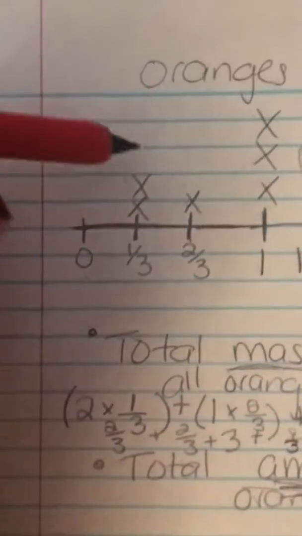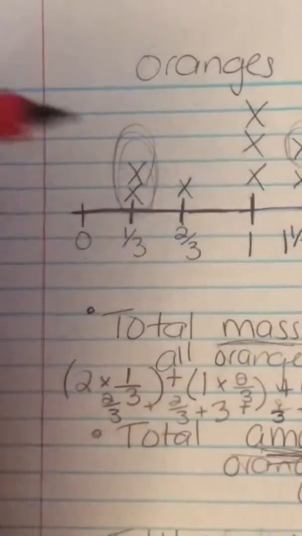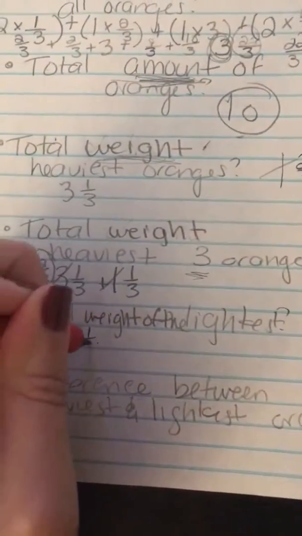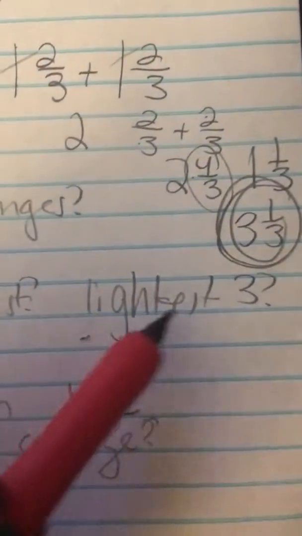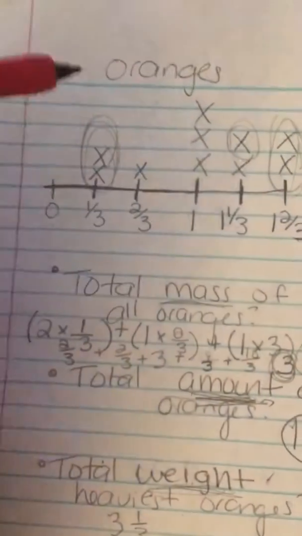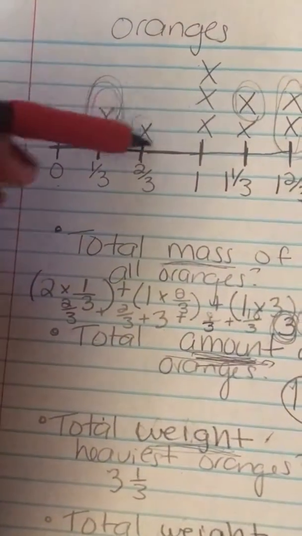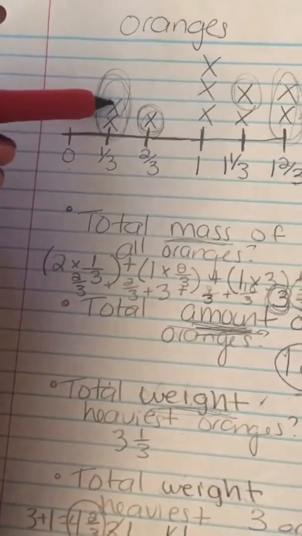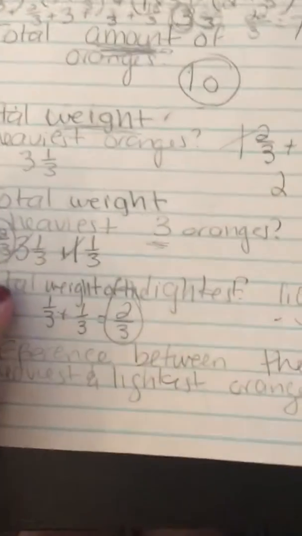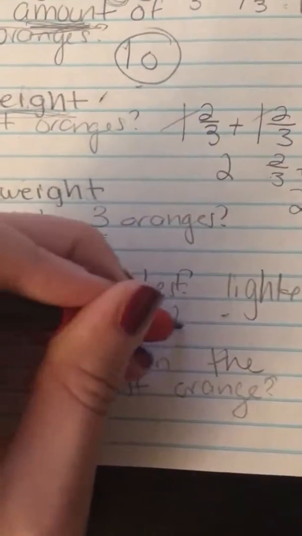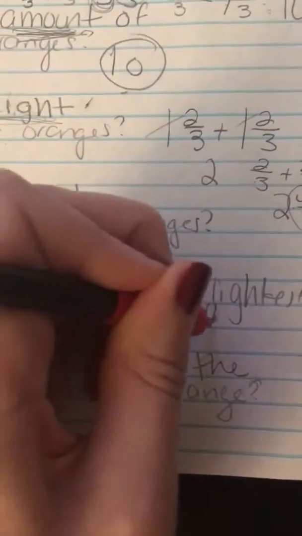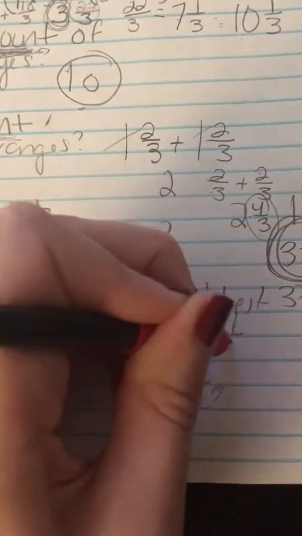Okay, total weight of the lightest oranges. Okay, that's over here. These two are my lightest oranges. So that is 1/3 plus 1/3 equals 2/3. Done. Okay, what about my lightest 3 oranges? Okay, these two plus my next lightest, that's 1, 2, 3 oranges. I already solved that, so 2/3 plus 2/3 is 4/3. 1 and 1/3.